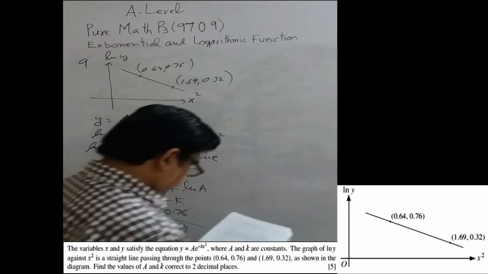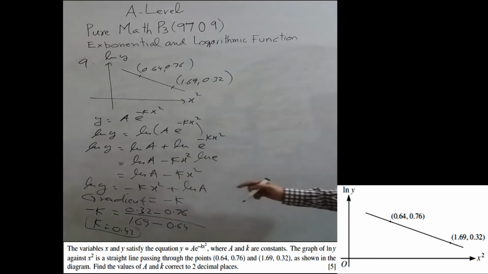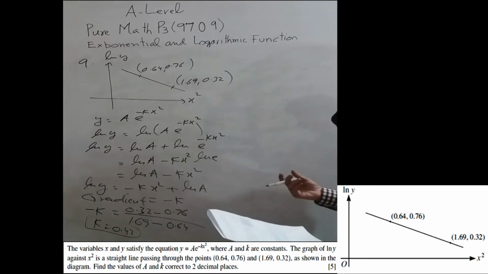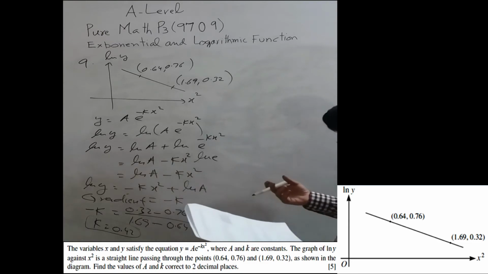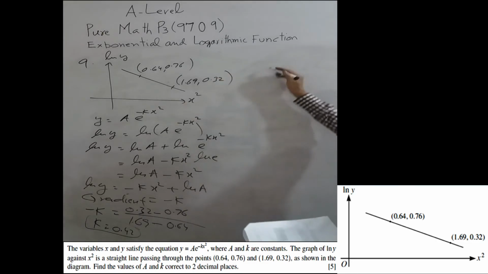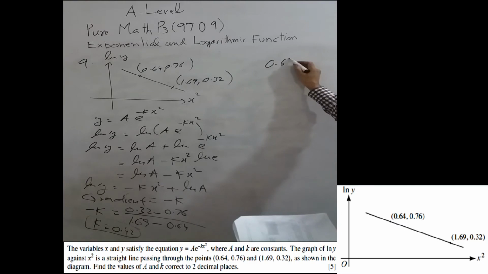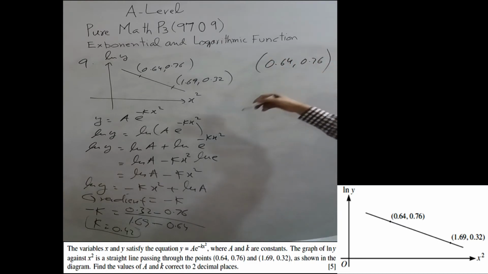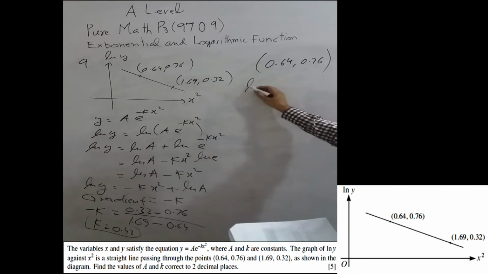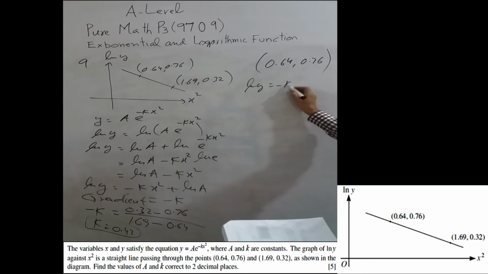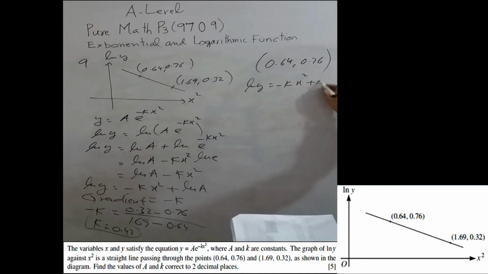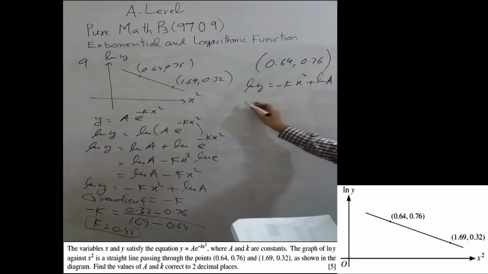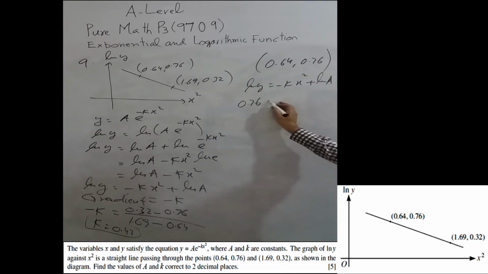Now find the value of a. Now see that actually a is related to the y-intercept. You are not given the actual graph, so you will select some point. So taking this first point, 0.64 and 0.76, substituting this point into this equation, which is ln y is equal to minus kx square plus ln a. Putting into this equation, in place of ln y, you will put 0.76.